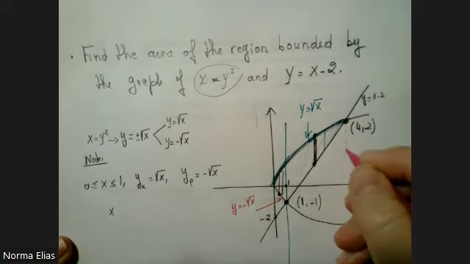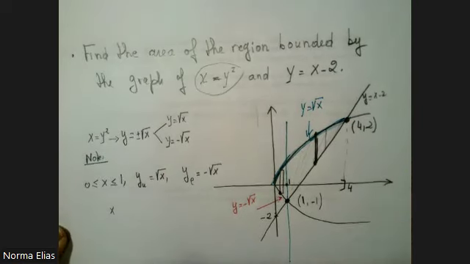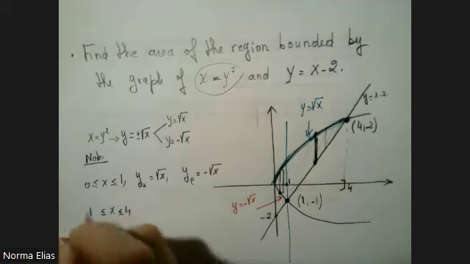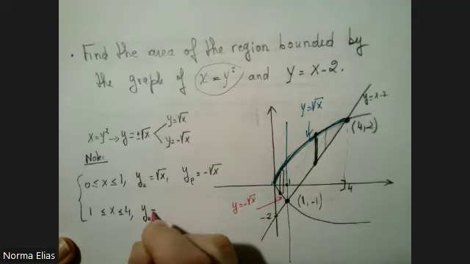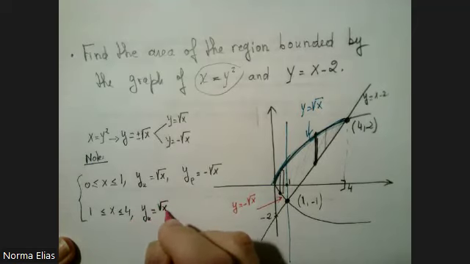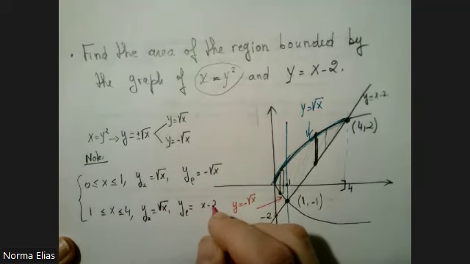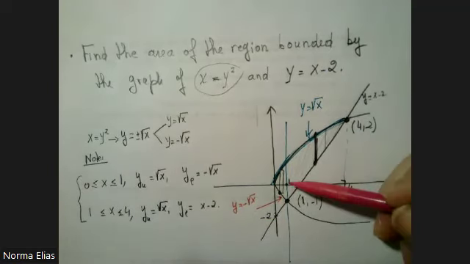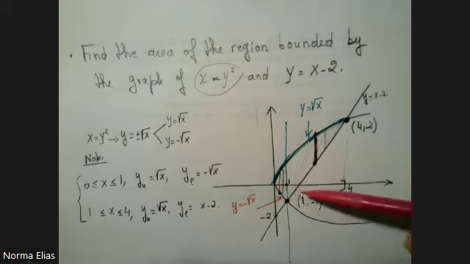However, this point right here is 4. If x is between 1 and 4, the upper curve is always the square root, and it's the lower curve that is going to be x minus 2. So when I'm finding the area of this typical rectangle, I really have an issue. I don't have a unique formula. The formula is changing with the domain.